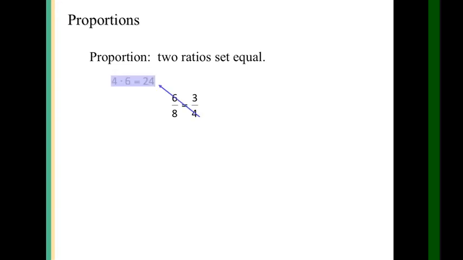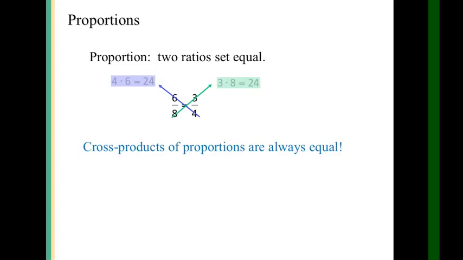So we have 6 times 4, we have 24, and 8 times 3, we have 24. So cross products of proportions are always equal. Dapat lagi silang equal. So as you can see in the problem, 24 is equal to 24. Diba? Yung 4 times 6 at saka 3 times 8. Only works if there is an equal sign.